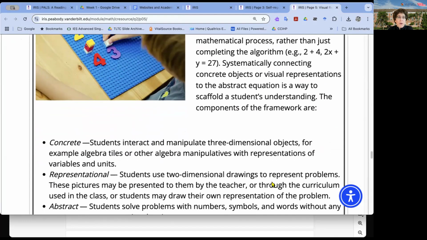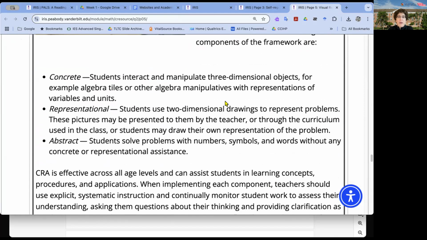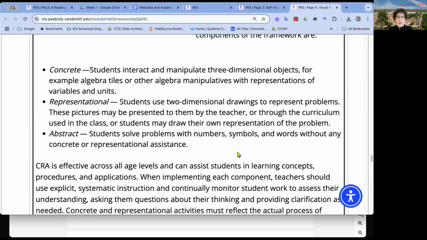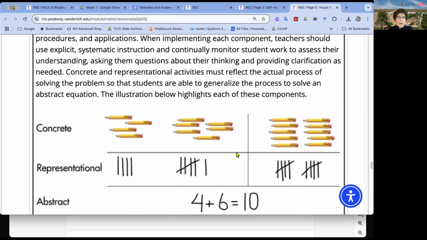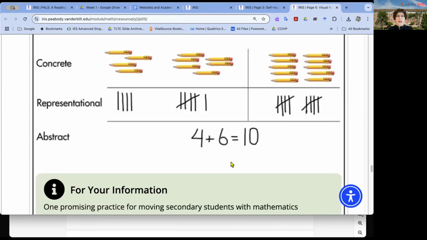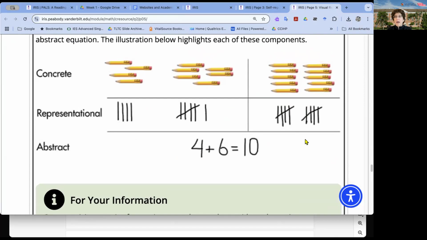So concrete is three-dimensional objects. For example, anything that can be moved around and touched. Representational will be two-dimensional drawings that are used to represent the problems. And then the abstract is the numerals, symbols, and words. So CRA is an effective approach, and I'd love to help you learn more about it if that's of interest to you. So keep CRA in mind.